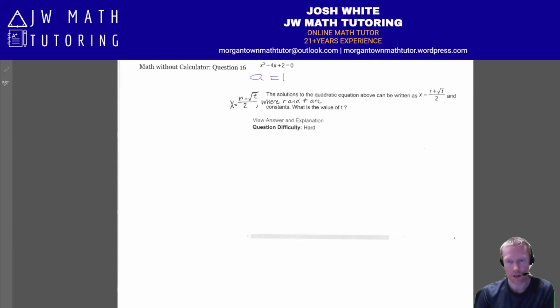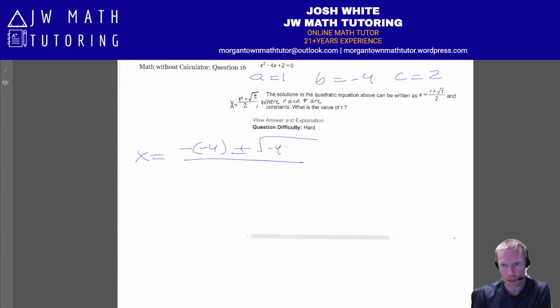So a is 1 here, b is negative 4, c is positive 2. So I'm going to use quadratic formula. So it's negative b plus or minus square root of negative 4 squared minus 4 times 1 times 2. And then that's all over 2 times 1.